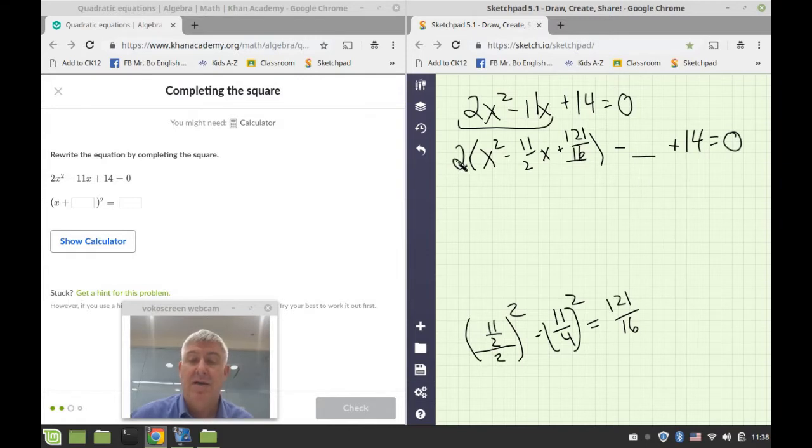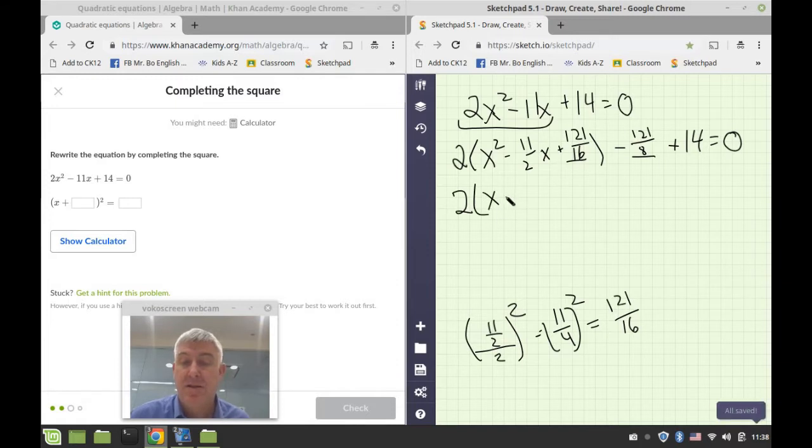And plus 121/16 times 2 is 121/8. So minus 121/8. 121 times 16 times 2 minus the same thing is equal to 0. And then we are going to put these together.